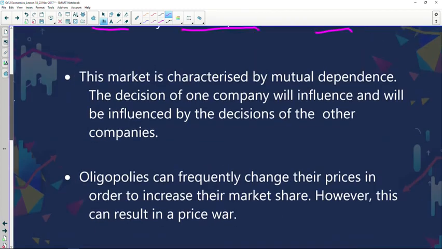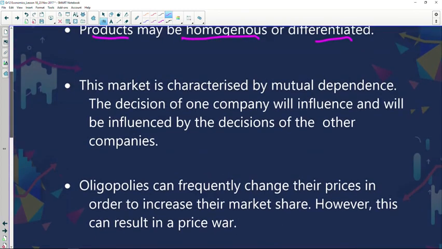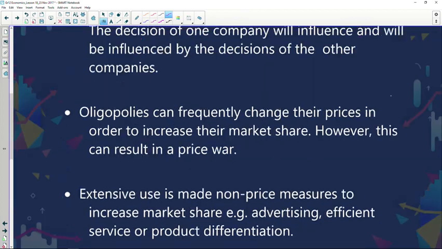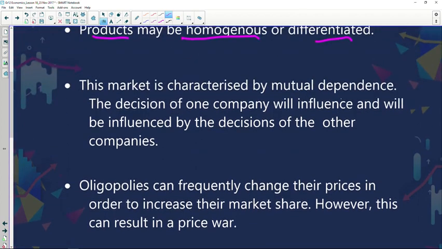Moving right along. What we also need to be aware of is that this market is characterized by mutual dependence. Here's an interesting concept. The decision of one company will influence and will be influenced by the decision of the other company. When we talk of mutual dependence, it means that my actions will directly or indirectly influence your business decisions or the manner in which you conduct or offer a service.